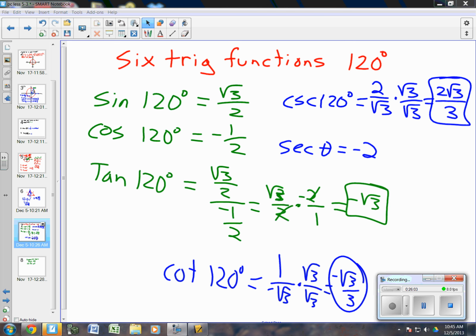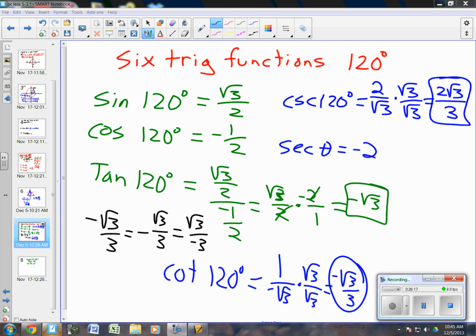Did you guys hear Trevor's question? You guys, it doesn't matter where the negative is, and this all means the same thing. Negative square root of 3 over 3 means the same thing as a negative out front, square root of 3 over 3, and it means the same thing as square root of 3 over negative 3. You have a positive and a negative number being divided. They're all going to be the same answer, right? So it doesn't matter where the negative is. You can move it up and down wherever you need it. Okay? Any questions?